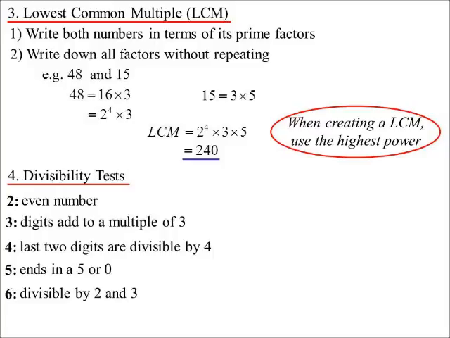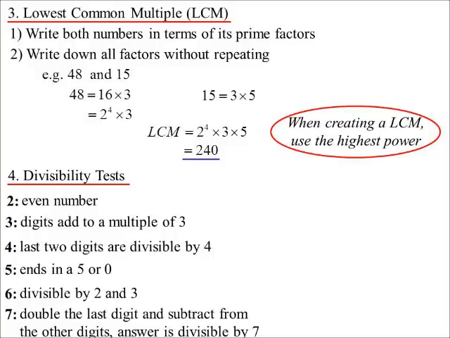Now I will be impressed if you can give me 7. Anyone actually know 7? This is a tricky one. Here we go. Okay? Double the last digit, subtract it from the other digits, then that answer, if it's divisible by 7, then the whole number is divisible by 7. Okay? Give me a number, hopefully not too small, or it's not that impressive. 21. I could do 21, but again, not that interesting.